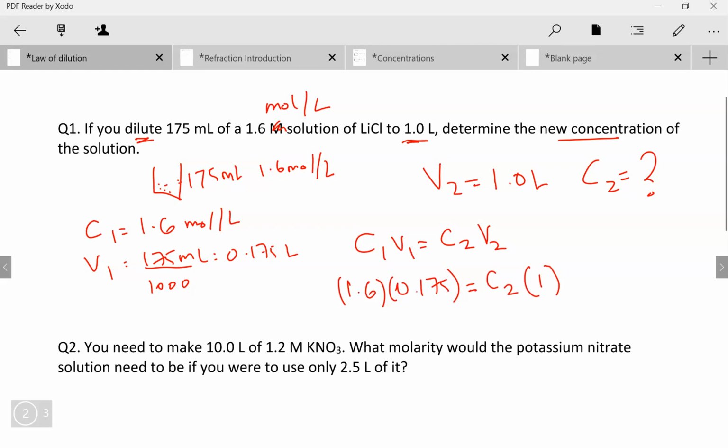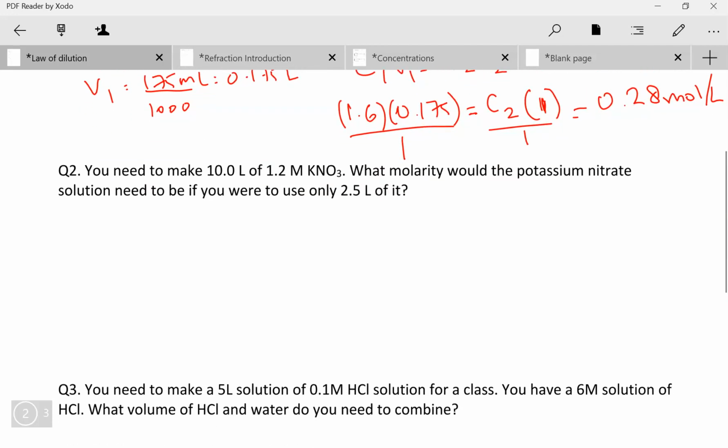To solve for C2, we have to divide by whatever is multiplying into it. So we're going to divide both sides by 1, which doesn't really do anything in terms of value. So my answer would just be 0.28 moles per liter. That is my new concentration, because I've done 1.6 times 0.175 divided by 1. And I've divided both sides by 1 because that's what's multiplying into my C2.